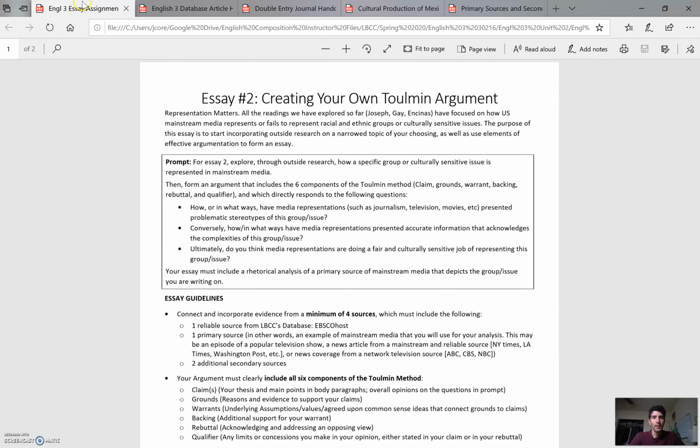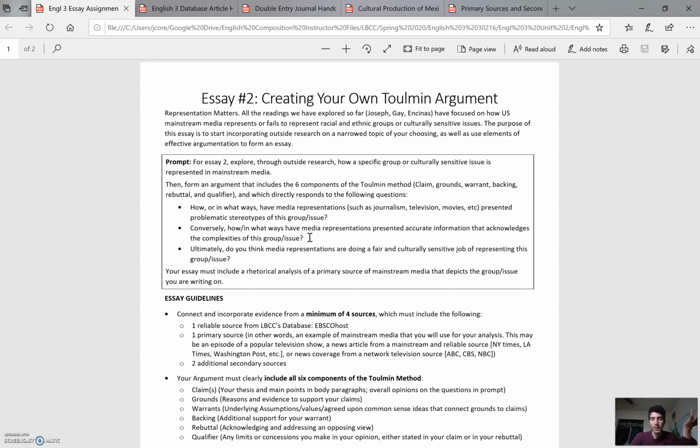So this is all in relationship to Essay Assignment 2, Creating Your Own Tone and Argument, which asks, through outside research, explore how a specific group or culturally sensitive issue is represented in mainstream media. And it gives me a couple of questions to consider. So how have media representations presented problematic stereotypes of this group? That's a question I need to focus on, and this is going to be really important for me when I do my research.